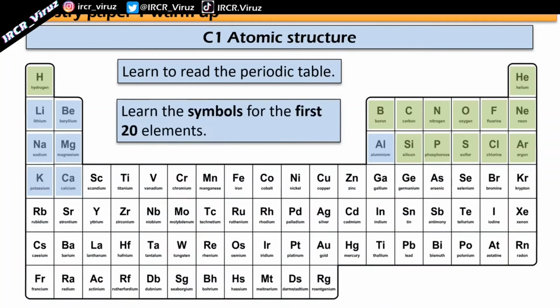Okay, so you need to learn the periodic table. You've got to get yourself familiarized with the first 20 elements to start with. You've got to make sure that you know the symbol for them, so when you look at them in the periodic table, you know exactly where to go. You do not need to memorize anything. As long as you learn how to read the periodic table, you'll be fine.